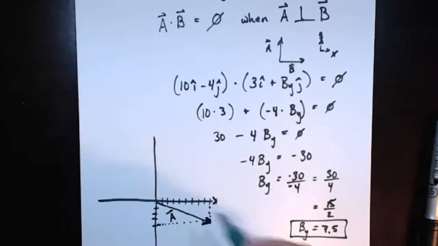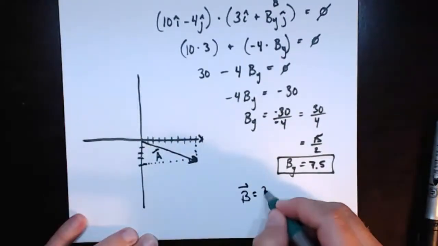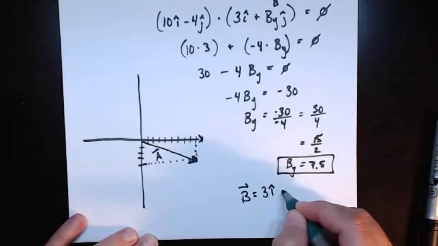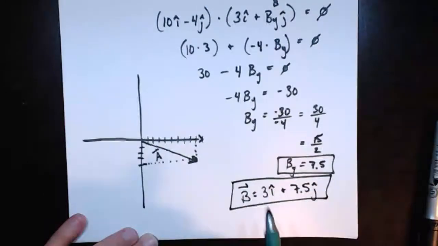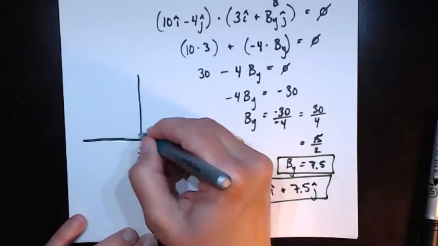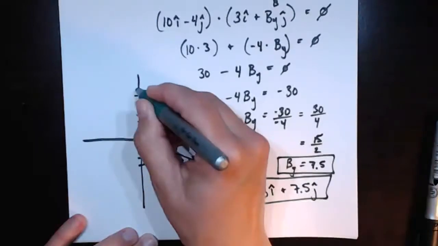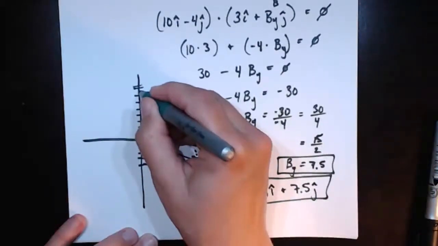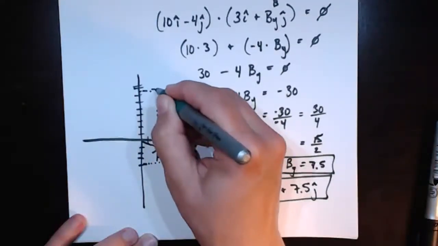That one's A. And then B was going to be 3. B would equal then 3 i hat plus 7.5 j hat. That would be our B. So we're going to go 1, 2, 3. And then 1, 2, 3, 4, 5, 6, 7, 8. And it's about halfway. And 3. Right around there.